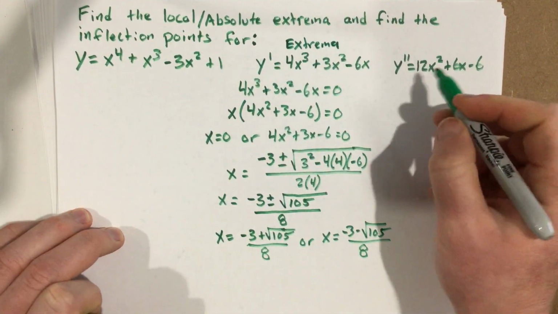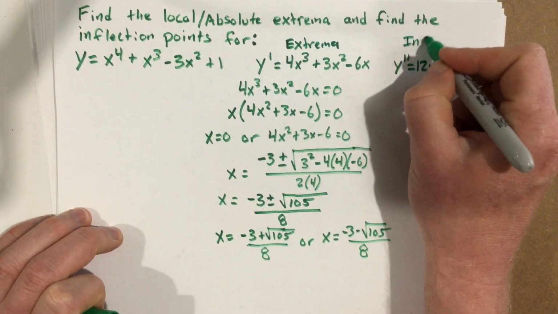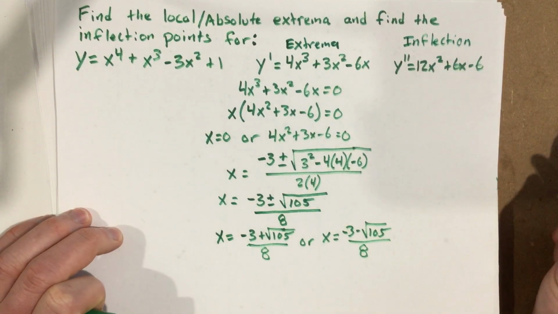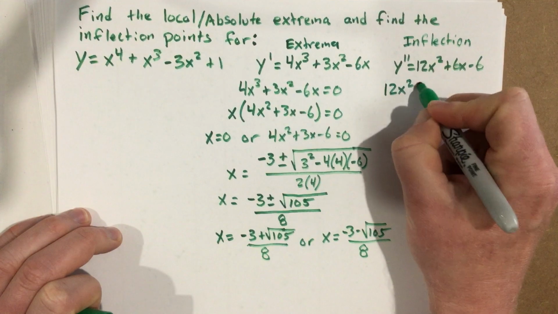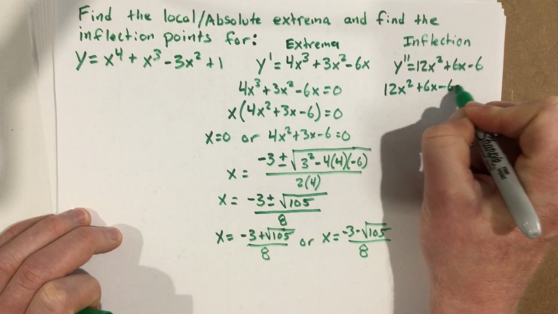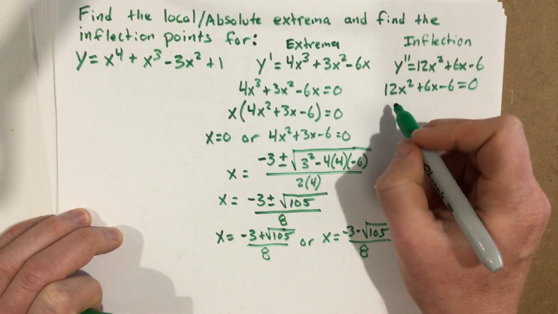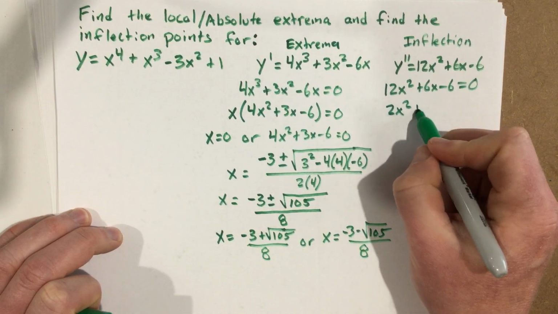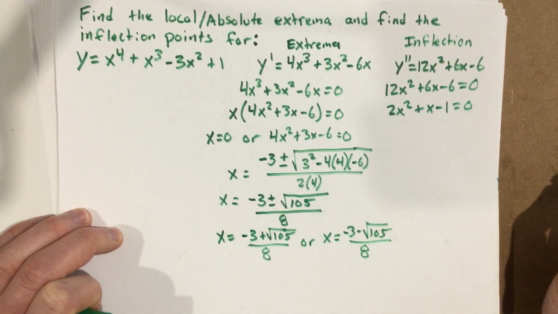Now, we might as well go ahead and do this for the double derivative here. So this is to find our inflections and to see where our concavity is. So let's set this equal to 0. So 12x squared plus 6x minus 6 equals 0. I'm going to just divide by 6. I think that'll make it easier. So it's 2x squared plus x minus 1 equals 0.